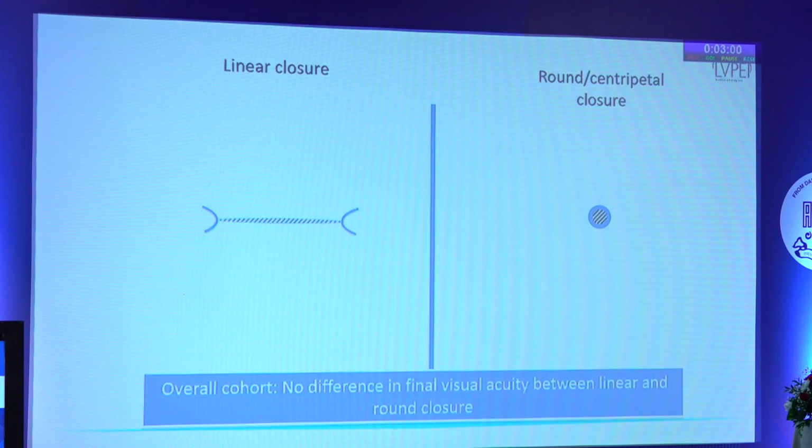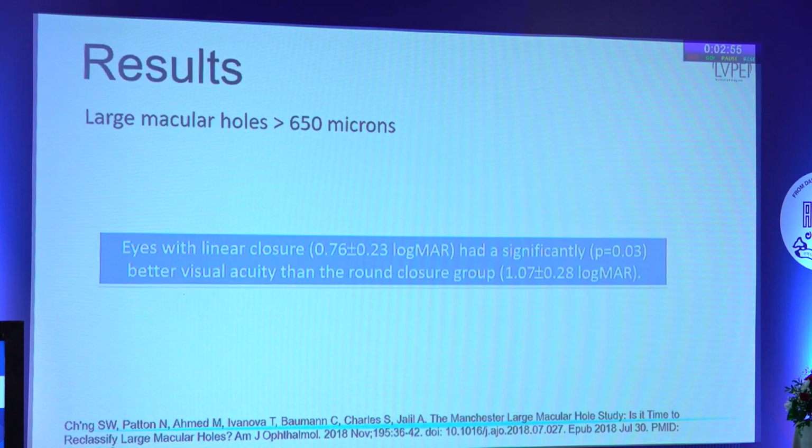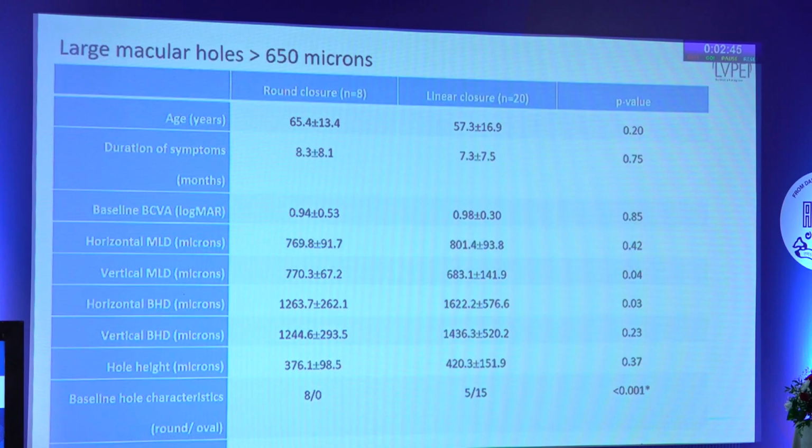However, we did not find any difference in terms of final visual acuity between these two groups. But when we classified them into holes that are more than 650 microns, we found that the linear group had a significantly better visual outcome than the round or centripetal group. We can see in the large macular hole group that the round closure group and the linear closure group had a significantly higher horizontal basal hole diameter, but lesser vertical minimal linear dimension. The box is slightly misplaced.